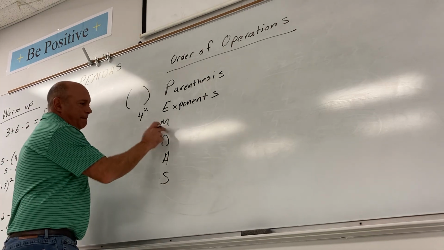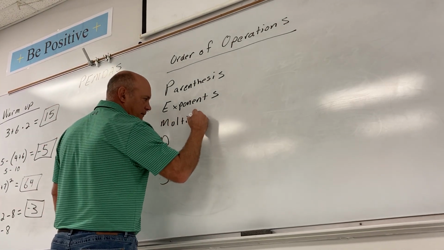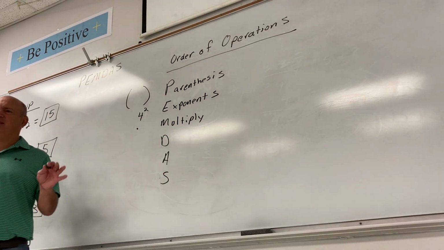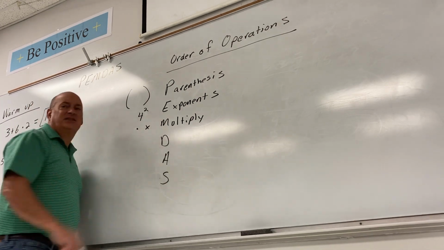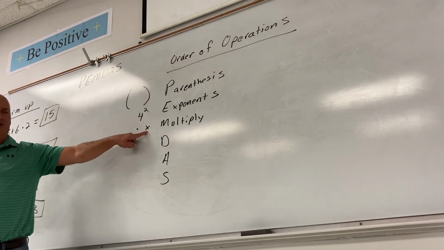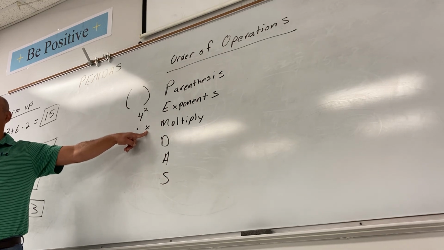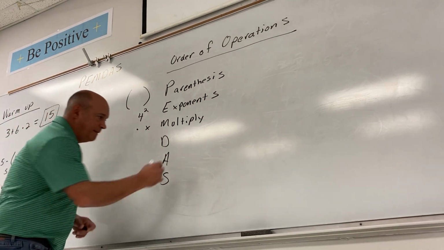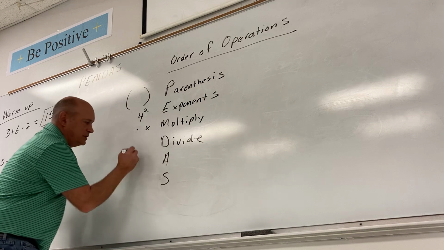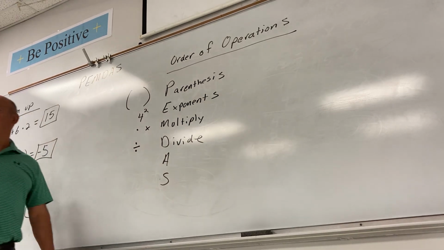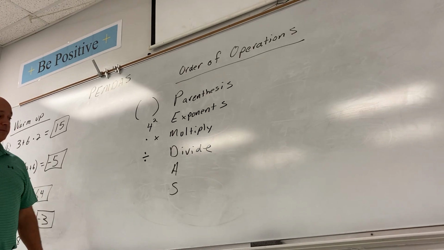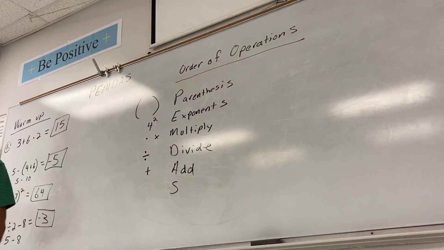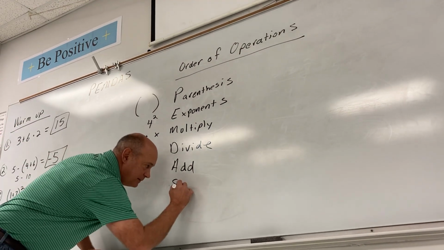M? Multiplication. Multiply. That's either going to be a dot, or we're getting away from using the X. But there may be an X on today's assignment. But in the future, we're phasing out the X for multiplying now, because we're about to start using X for something different. All right, D? Divide. You will usually see this symbol here. Or just a fraction. A? Add. That's kind of hard to replace. We're not going to change the add sign. And S? Subtract.